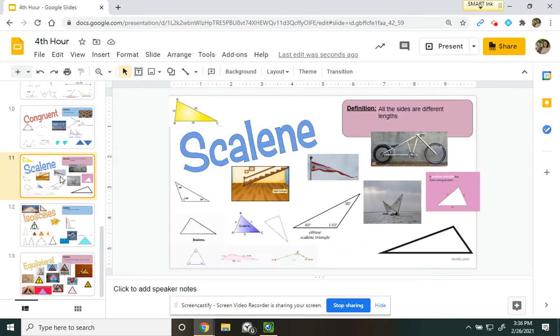Okay. Scaling. We're talking about triangles. Scaling means all the sides are different lengths. So if you look at all of these, every single side, if you took a ruler to them, they would all measure out to be separate lengths.